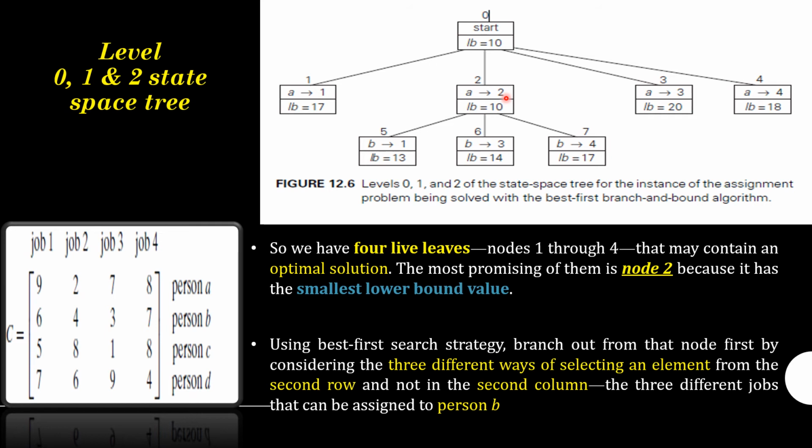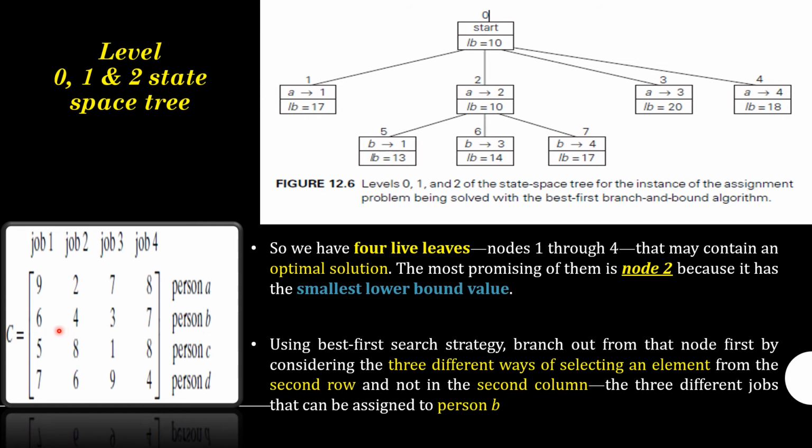You're not supposed to take that column again. So you can select either job 1 or job 3 or job 4. Don't select job 2. Job 2 is already assigned to A. You can see here it is already assigned. So you can select 6 or 3 or 7. So for the person B, if I select the first job for person B, that means 6.